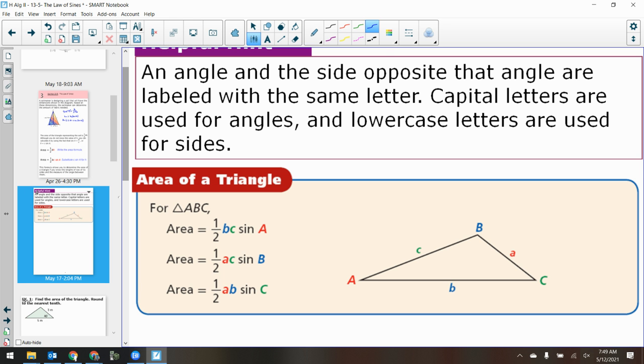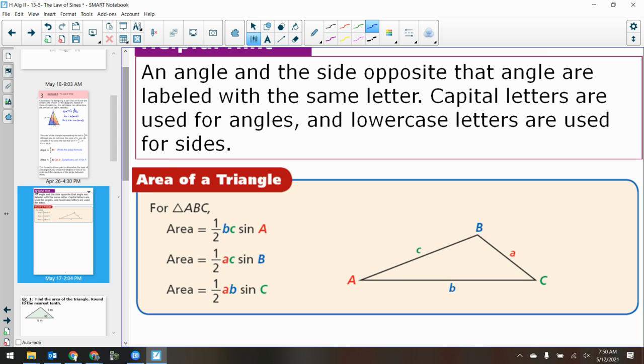So say you had these two side lengths and this angle. That would be 1/2 AC sine B. Say you had these two side lengths and this included angle, 1/2 BC sine A. Say you had these two side lengths and this included angle, that would be 1/2 AB sine C. And that's the formula that I like to use, 1/2 AB sine C.